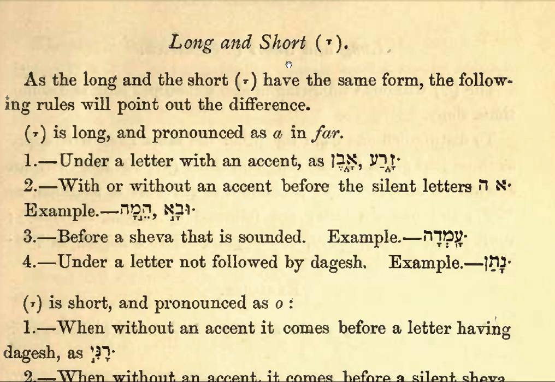The long and the short vowel of this form, the small t. So as the long and the short vowel that looks like this have the same form, the following rules will point out the difference. It's long and pronounced as a under a letter with an accent.